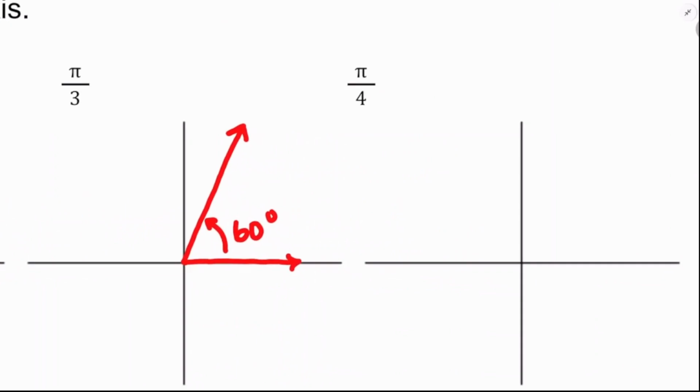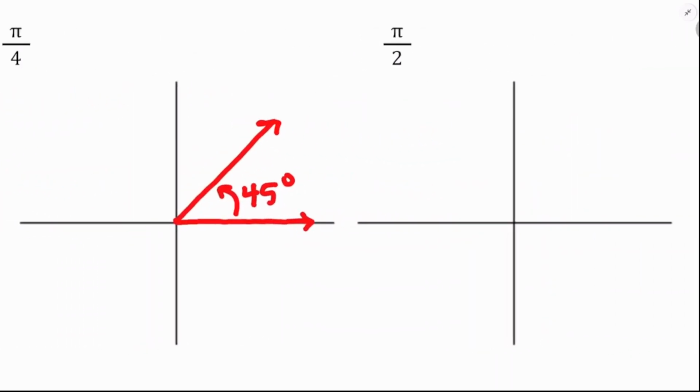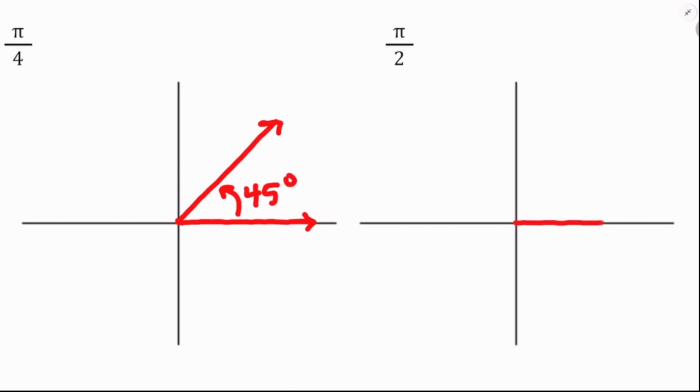Pi over 4, that's a 45-degree angle. Let's see, about like that, yeah. And I would label that as 45 degrees of rotation. What else we have? Pi over 2, that's 90 degrees. So my initial ray is going to be there. Initial ray always on the positive x-axis. And then the terminal ray will go up here on the positive y-axis, and that will be 90 degrees.